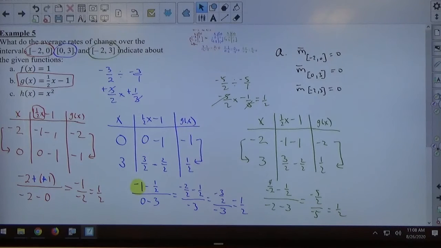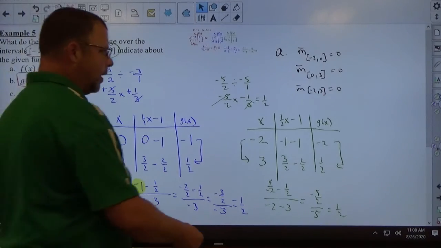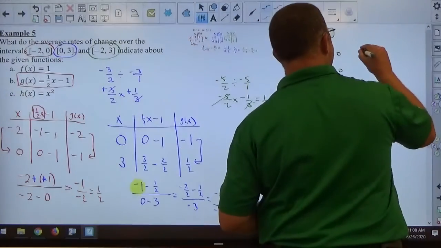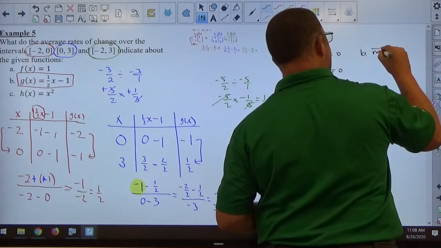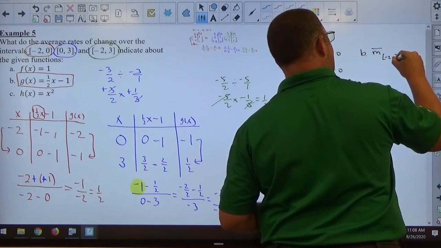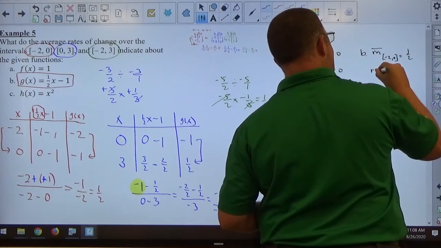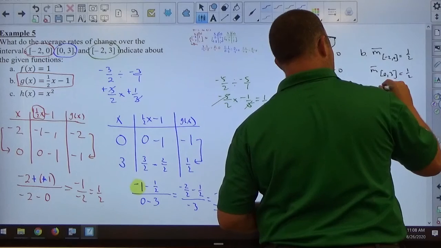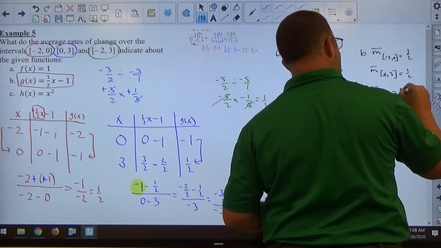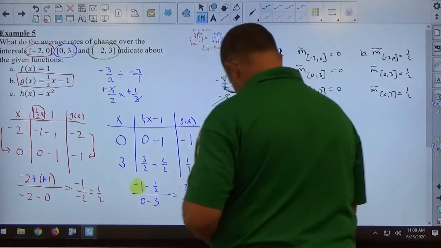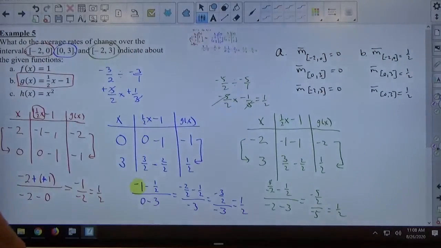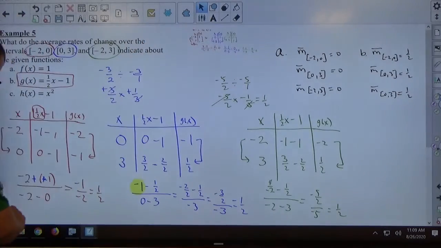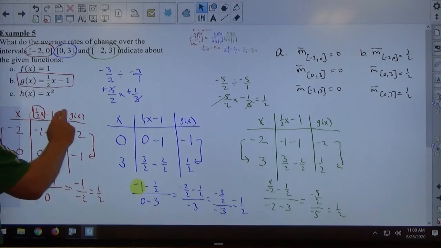So the average rate of change for part B, all 3 intervals, is positive 1 half. So for part B, if I write my answer over here, the slope from negative 2 to 0, rate of change is going to be positive 1 half. Average rate of change from 0 to 3 is positive 1 half. I'm going to take all this work, make it small so it gets out of the way.